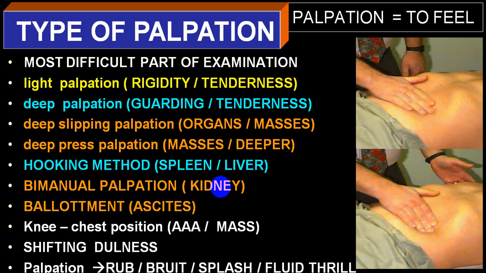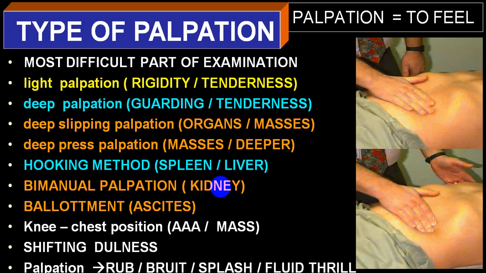If you are suspecting an abdominal aortic aneurysm, or a mass sitting on the aorta or a mass in front of the abdominal aorta, you can go for what is called the knees position. The person has to acquire the knees position, and in that you try to put your hand over the abdominal wall and palpate for the pulsation.